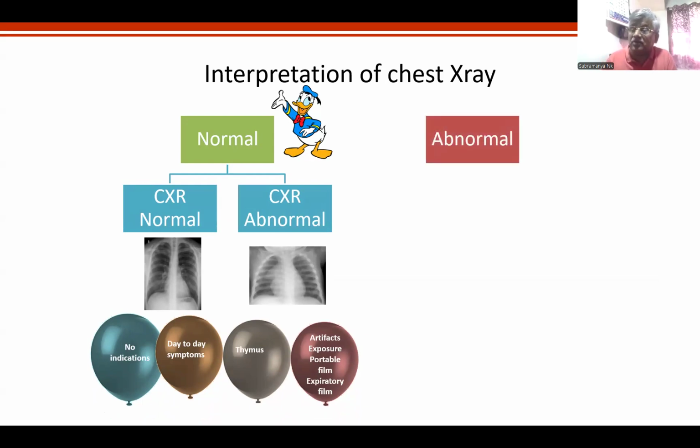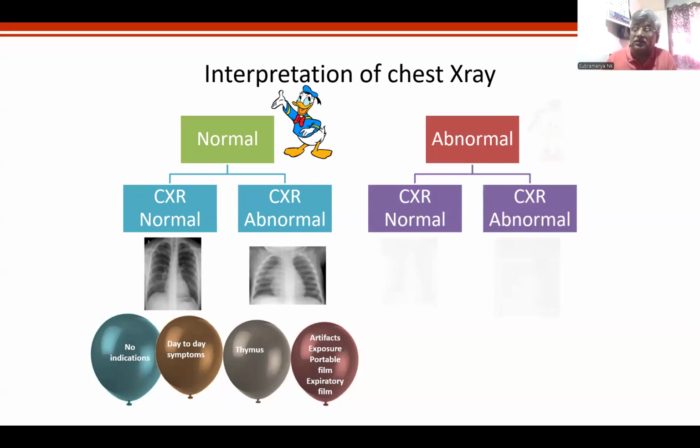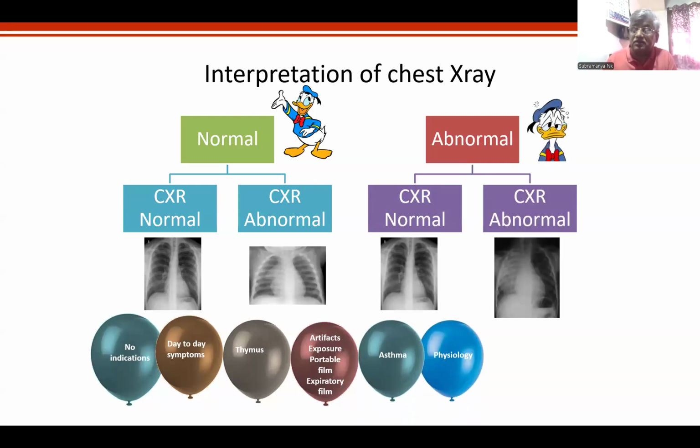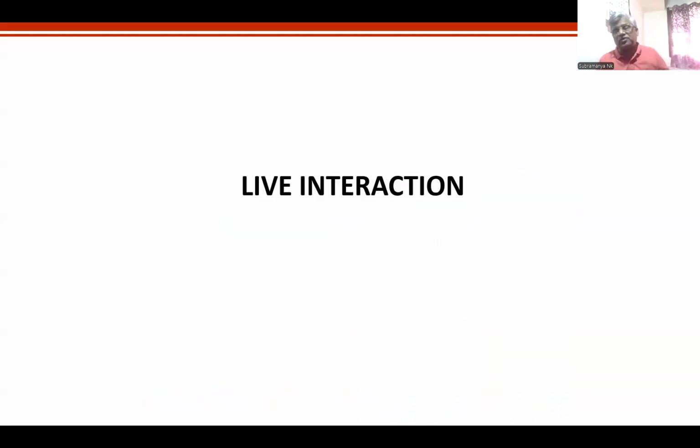Let's say the child is abnormal. If the X-ray is also abnormal, then it is an abnormal finding. Please remember, if the chest X-ray is normal but the child is abnormal, then it is very scary for me. That is because it is a physiological problem not picked up on X-ray. Asthma, for example: chest X-ray is normal, but the child is abnormal. And if the chest X-ray is abnormal and the child is abnormal, you are the correct pediatrician. You have done it for indication, disease and complications of diseases, which I told you is the most important slide.